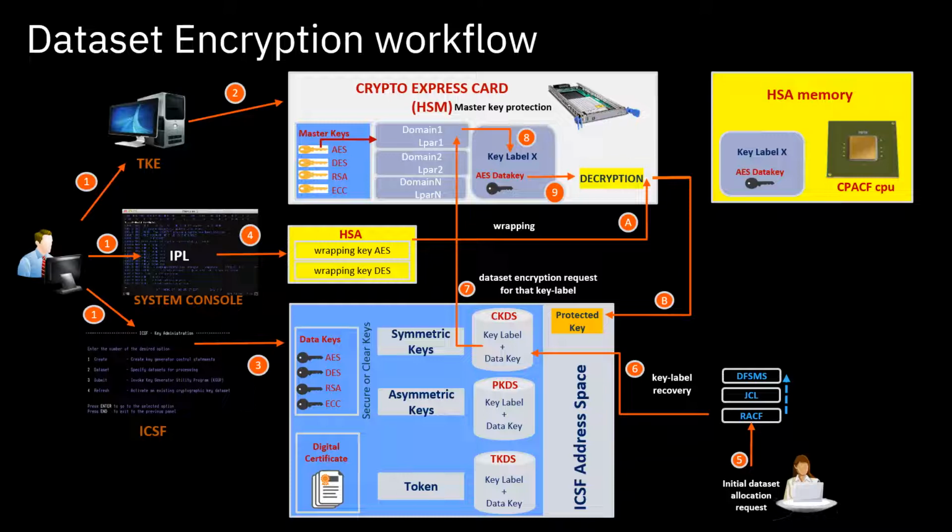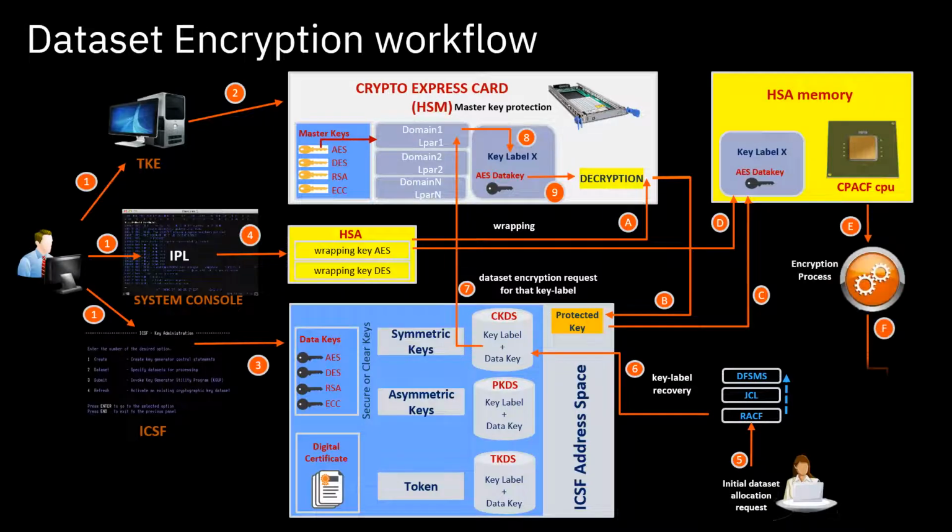Now we want to encrypt the data, so the encryption will work in the CPACF, and the encrypted data key will go to the CPACF, and with the wrapping key, we can decrypt the data key. Now we have the data key in clear, and it can be used for the encryption of data. So at the end of the process, we have a new dataset fully encrypted.